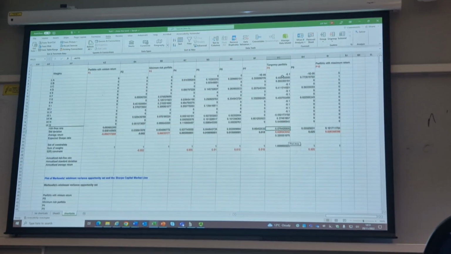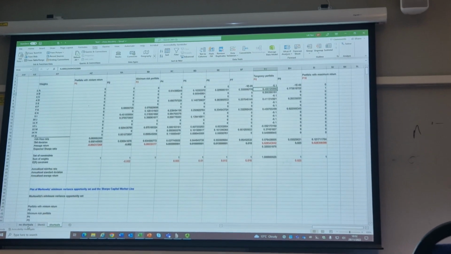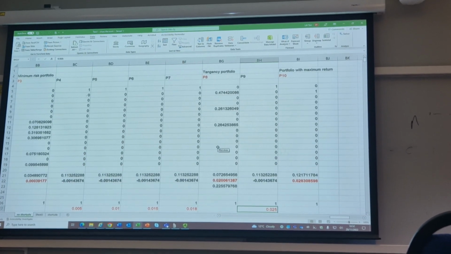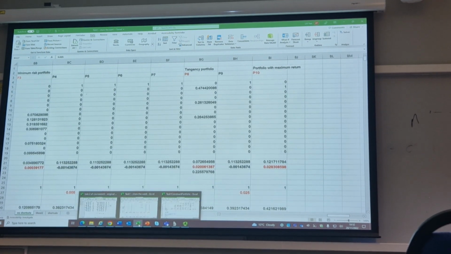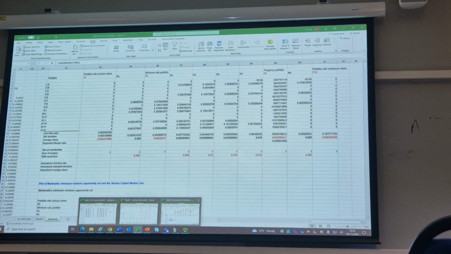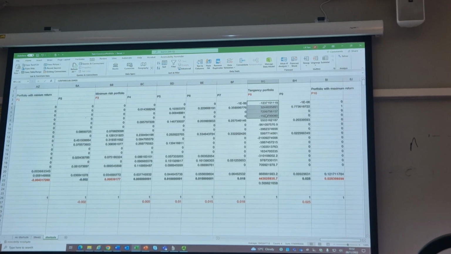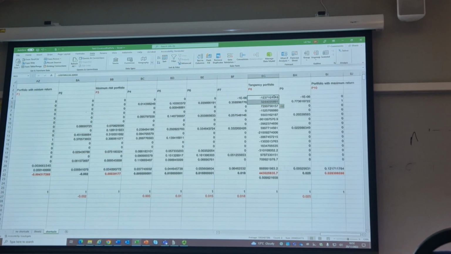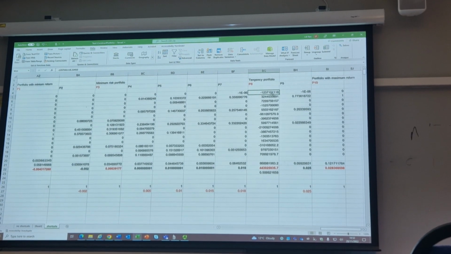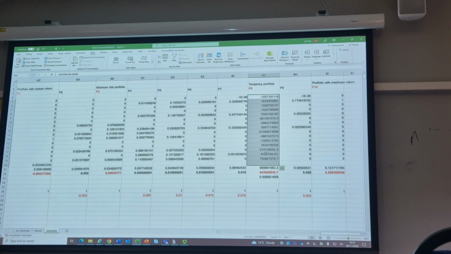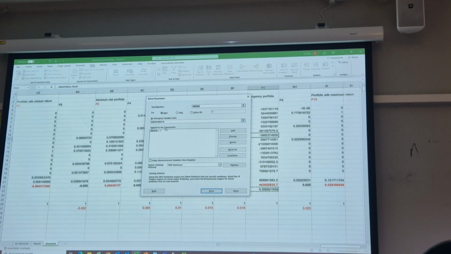Okay, so we can see this is the one. We can see the weight of the stocks could be either very high or very low, right? It's not realistic, right? Therefore we need to set constraints on the weight.